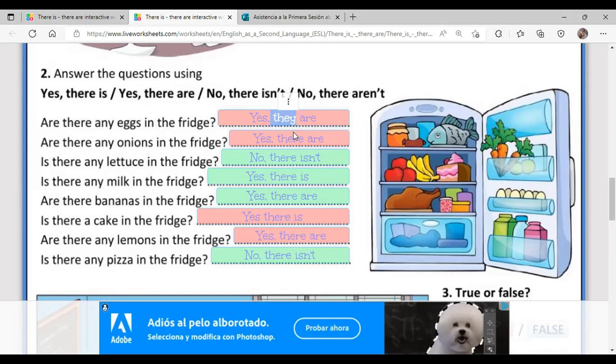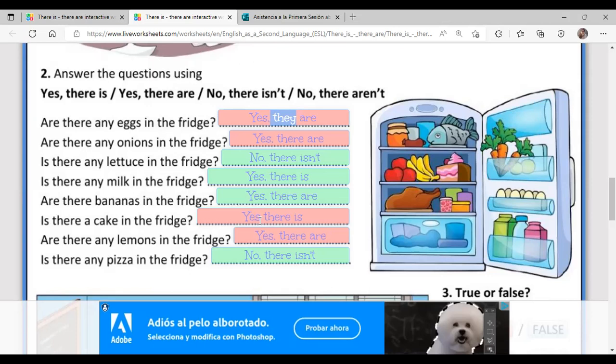Are there any onions in the fridge? La respuesta era negativa. No, there aren't. Is there a cake in the fridge? Yes, there is. Pero ¿qué me faltó en la respuesta, chicos? Vean, me faltó algo ahí. La coma. La coma después del yes. Is there a cake in the fridge? Yes, there is. Are there any lemons in the fridge? Bueno, aquí la respuesta era negativa. Tendríamos que haber puesto no, there aren't.